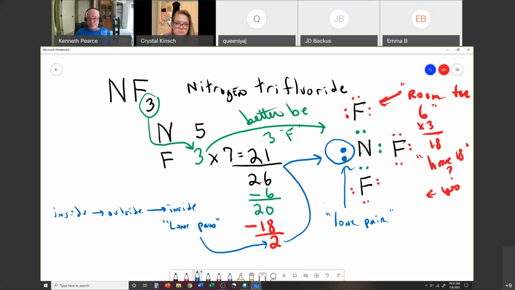All right, now let's check for octets. Let's check for happy atoms.